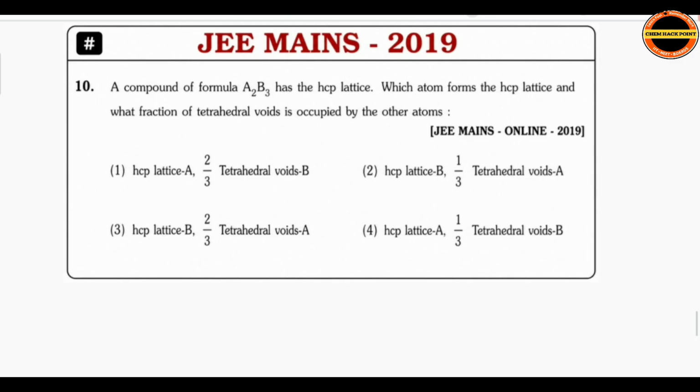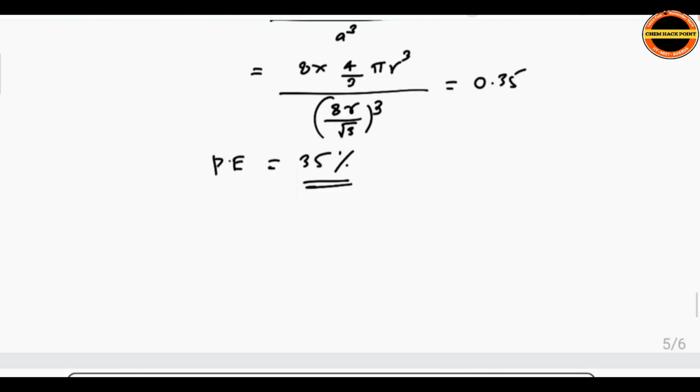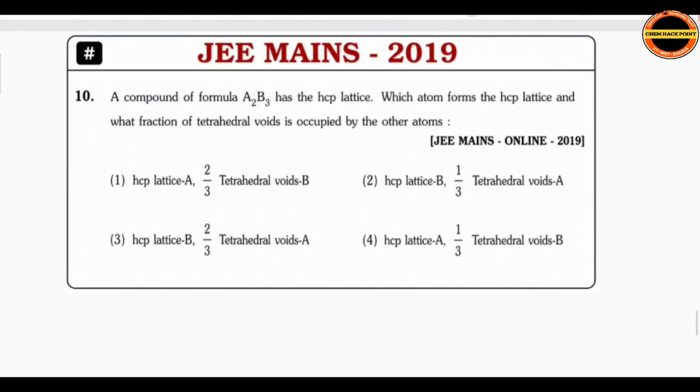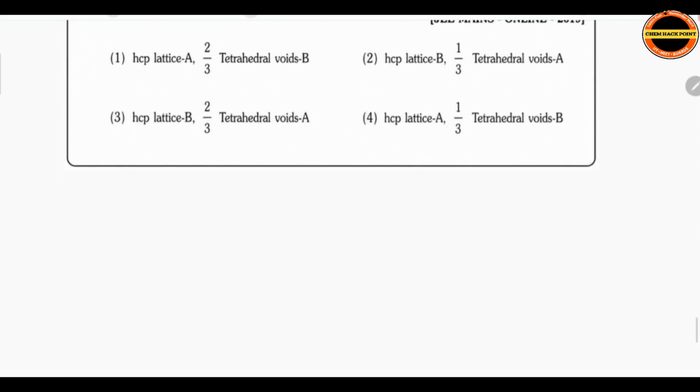Next question, JEE Mains 2019. The previous question was JEE Advanced; now it is a JEE Mains 2019 question. Observe the question. It mentions a compound of formula A2B3 that has an SCP lattice. Which atom forms the lattice, and what fraction of tetrahedral voids is occupied by the other atoms? Observe it.